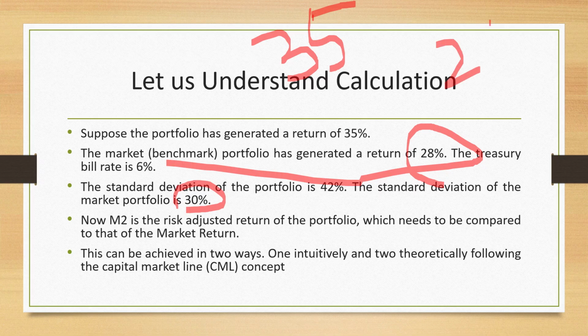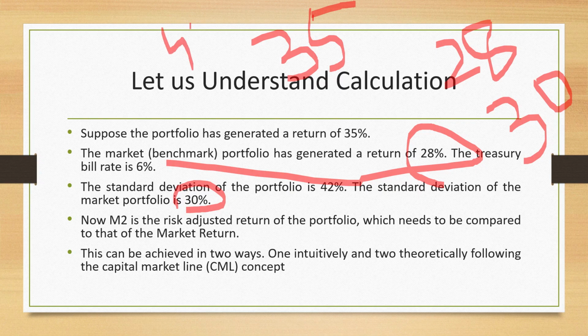So market return apparently looks to be lower than the portfolio return, but when it comes to risk, market risk that we can see here is 30%, while portfolio risk is 42%, right? So it's clear that there is not a fair play because this is significantly higher than this, and that is the reason this return, 28%, is lower than this 35%. So we'll have to match both of them, and that is what we'll do as we go ahead.